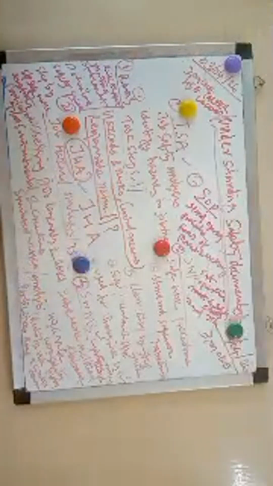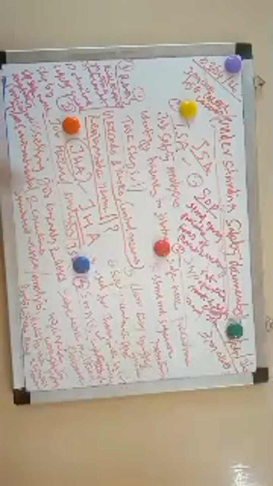JHA. What is JHA? Job hazard analysis. This is JSA, job safety analysis. This is job hazard analysis. In this job hazard analysis, assessing the job hazards means dividing the job into steps and identifying the hazards and risks.